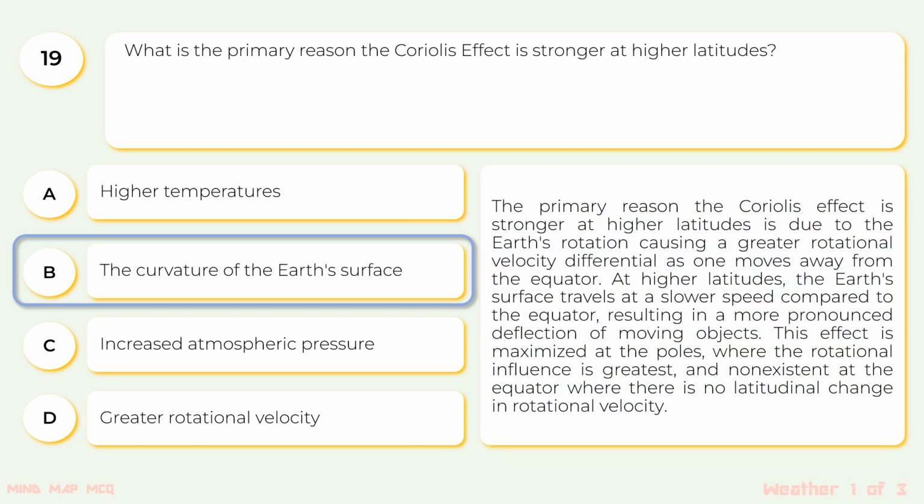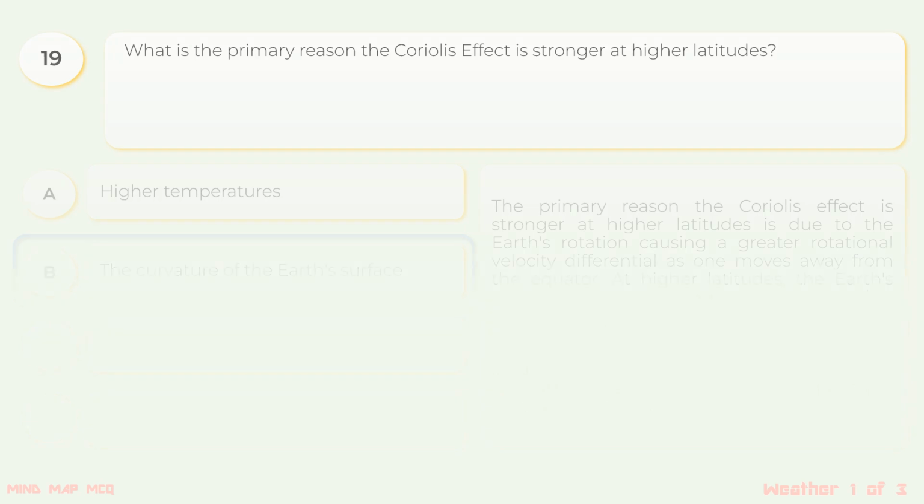The primary reason the Coriolis effect is stronger at higher latitudes is due to the Earth's rotation causing a greater rotational velocity differential as one moves away from the equator. At higher latitudes, the Earth's surface travels at a slower speed compared to the equator, resulting in a more pronounced deflection of moving objects. This effect is maximized at the poles where the rotational influence is greatest and non-existent at the equator where there is no latitudinal change in rotational velocity.